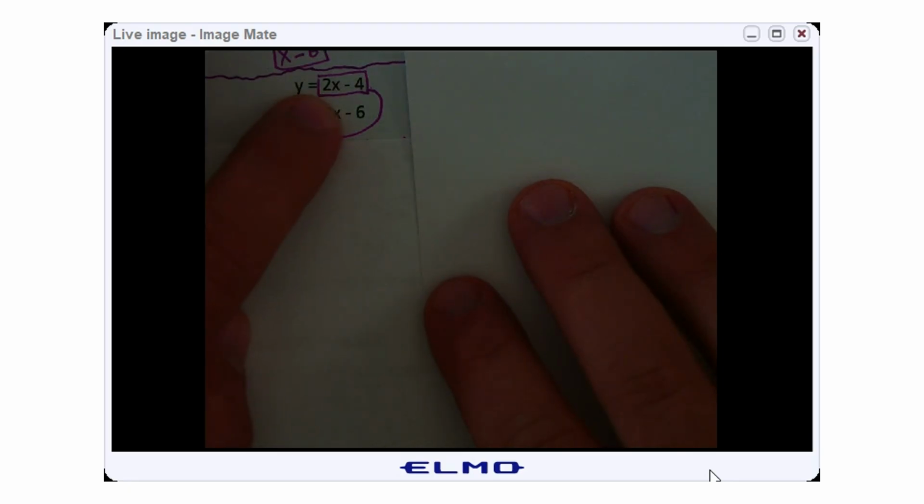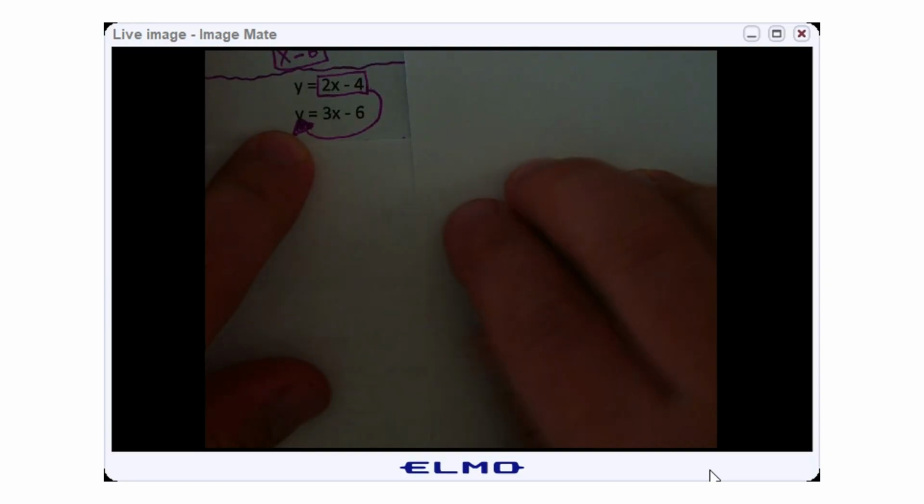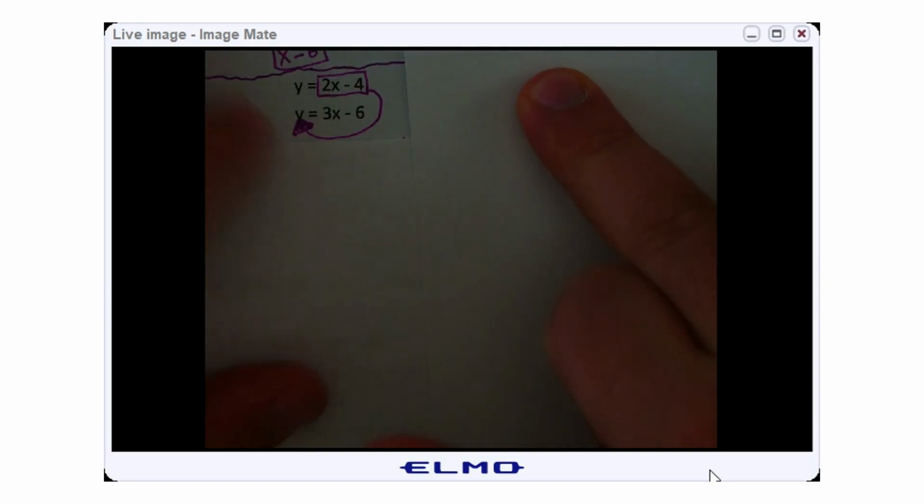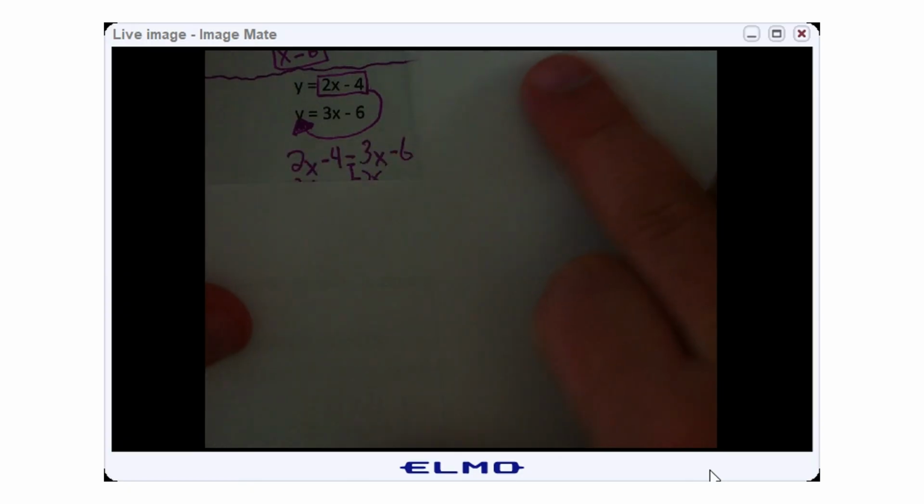The first one says y equals this box. We can take this box, move it down into the second equation, and replace this y right here with the box. The box is 2x minus 4. So when I do that, it's going to look something like this. I'm going to have 2x minus 4 equals 3x minus 6.